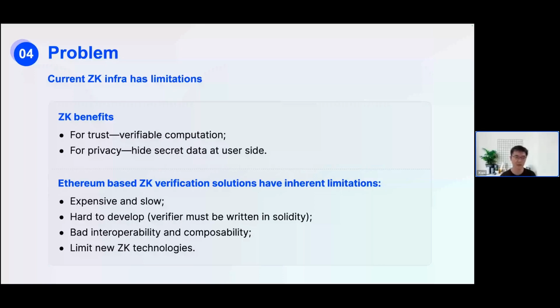field today, we see that zk has some limitations regarding the existing infrastructure. As we have just discussed, zero knowledge proof offers benefits of trust and privacy. For trust, basically it means you can verify the computation without re-executing it. You can know whether other people were being honest when performing a computation. And for privacy, it means that you can hide certain secret data at the user side without exposing it to everyone. So it has all these benefits.